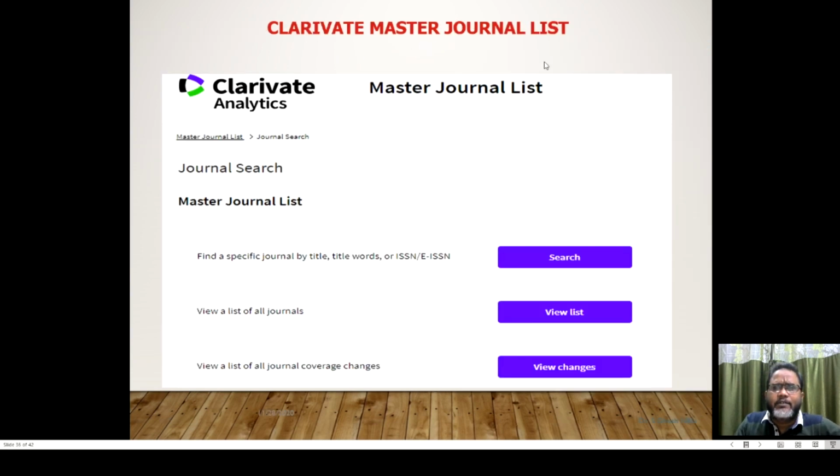Then Clarivate, the Thomson Reuters branch, also made the Analytics Master Journal List. If you go there, you can find a specific journal, view a list of all journals, and view journal coverage charges. This is a kind of commercial venture. Clarivate are the promoters of Web of Science, who invented and sell Web of Science. So they have this master journal list, and you can search the open commercial journals there. If you find any journal here, you can be rest assured it will be indexed in Web of Science and Scopus too. This is the beauty of it.